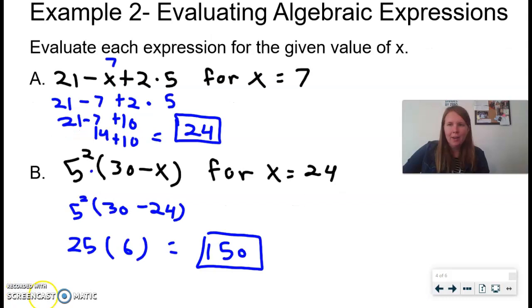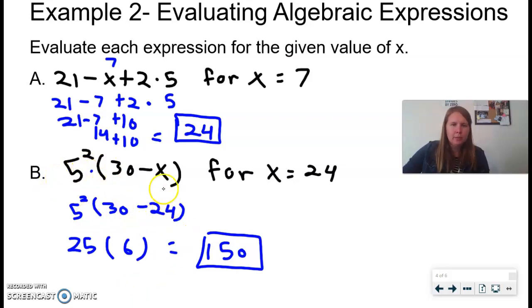Okay, coming on back. Hopefully your brain did a good nice workout there. So solving out this one, the first thing to do is your multiplication, and then you just go left to right. So 21 minus 7 plus 10. That gives me an answer of 24.